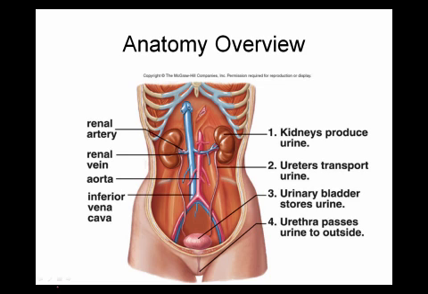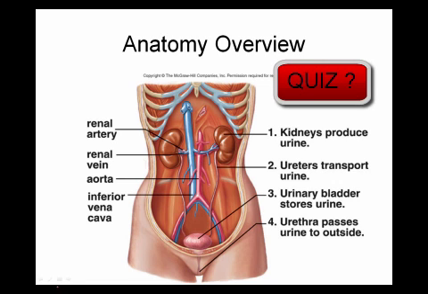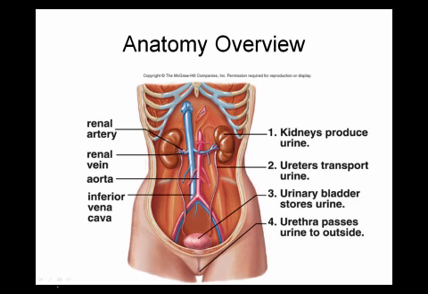Two paired kidneys. The kidneys is where filtration of the blood is going to occur to produce urine. That urine then will travel from each kidney through one of two ureters. The ureters are going to carry urine to the urinary bladder where it can be stored, and then a single urethra carries urine to the external orifice. So do not confuse the ureters with the urethra.